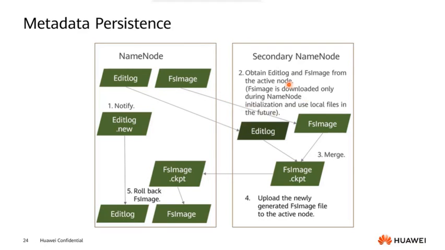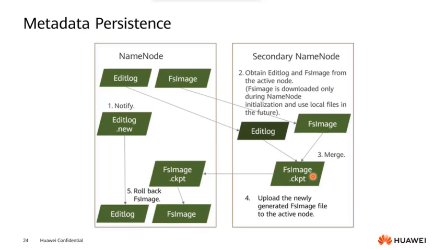The secondary name node will obtain the edit log and FS image from the primary node. Here, note that FS image is only downloaded once during the initialization stage of namespace and will use local files in the future. Then, the FS image and edit log files are merged in the memory on secondary name node, generating a new FS image called fsimage.ckpt. This is called checkpoint.